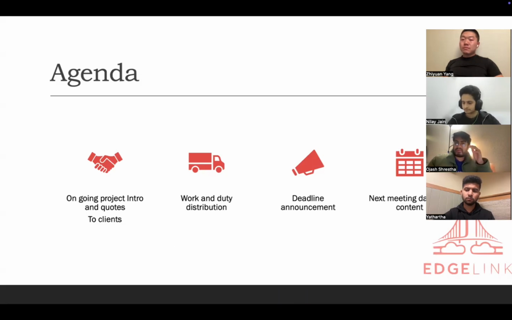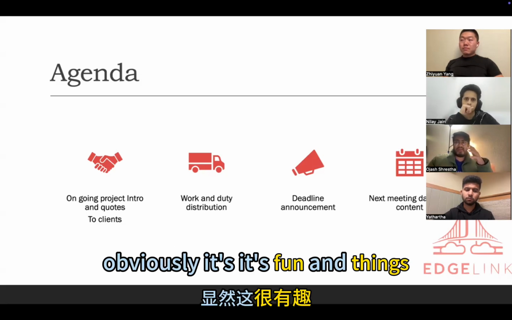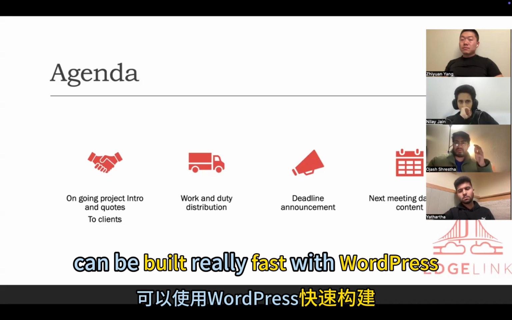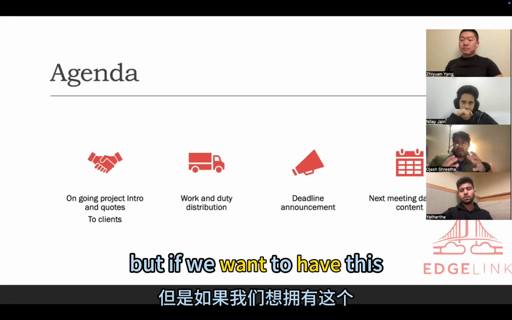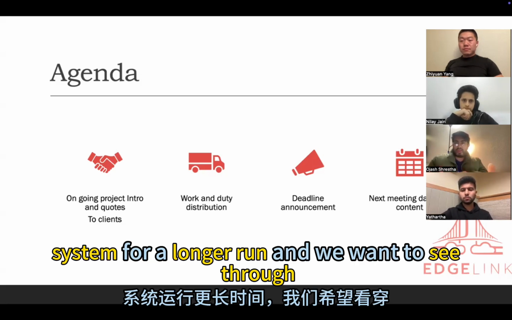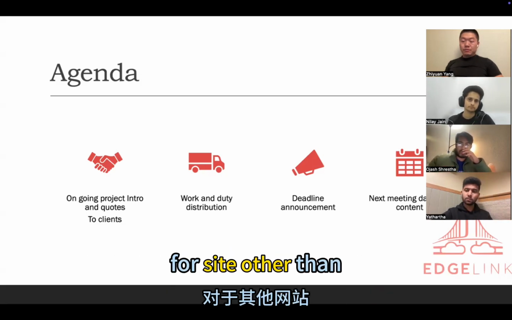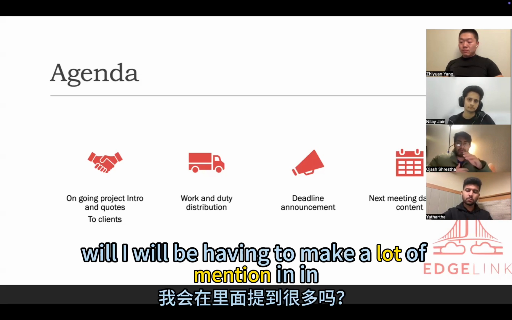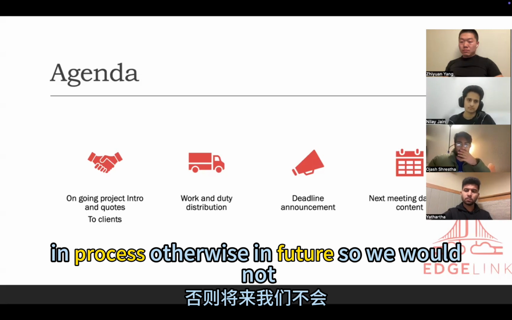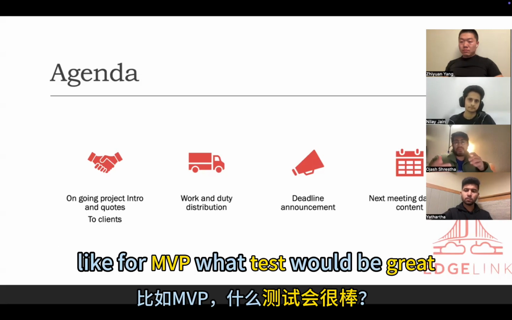Obviously it's fun and things can be built really fast with WordPress. But if we want to have this system for the longer run and see it through, it's better to design right now and have that foresight. Otherwise, we'll have to make a lot of amends in the process in the future. So we would not exactly want to do that for an MVP.